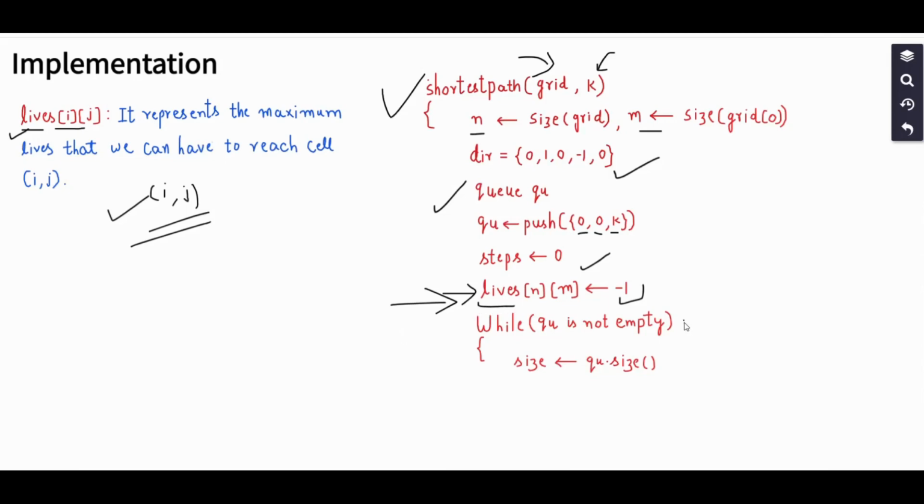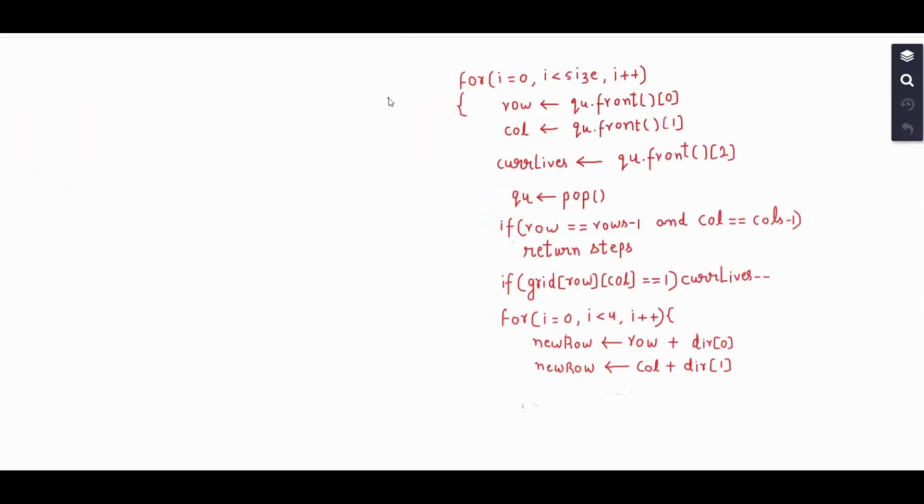So here we run our BFS search, we calculate the size of the queue, then we iterate till the size of the queue, and we extract our cell from the queue and the current lives that we have to reach this cell. Then we check if the cell that we are removing from the queue is the target cell. If it is the case, then we return the number of steps right from here.